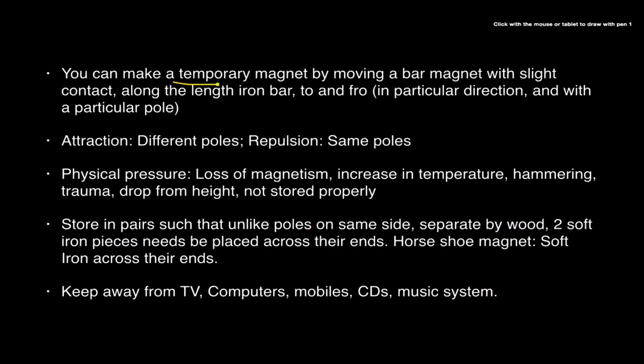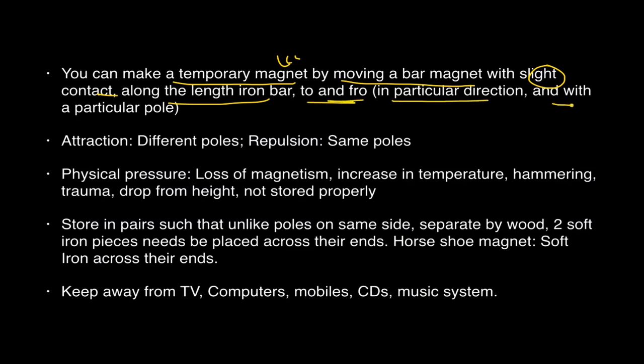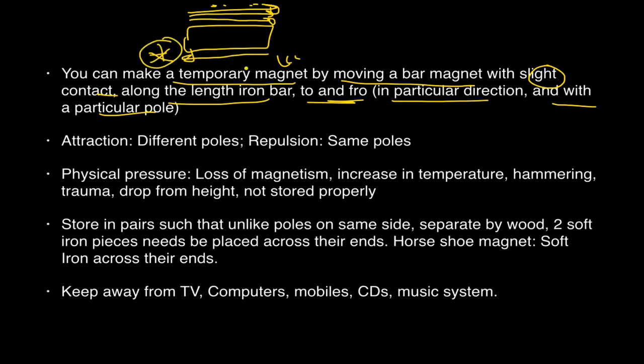Now obviously I told you how to make a temporary magnet by moving a bar magnet with slight contact along the length of an iron bar to and fro in a particular direction and with a particular pole. Let's say this is an iron bar. You take a magnet and you touch it and you move in this direction. Then you lift it up, go back to here, and again move in this direction with the same pole again and again. Then again you go back हवा में उठा के, and come back here. You never go like this, never rub in this direction, this is wrong. You have to rub only in one direction, slightly touching it, again and again, and with the same pole again and again.